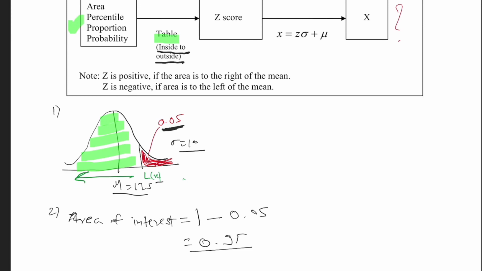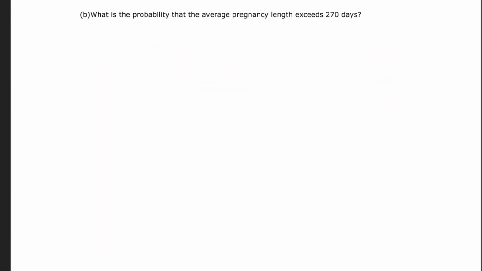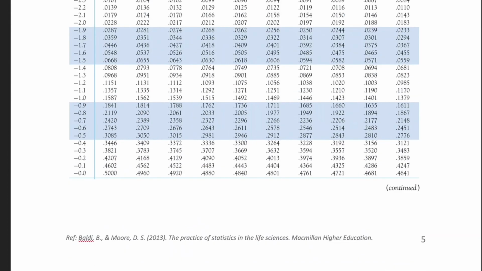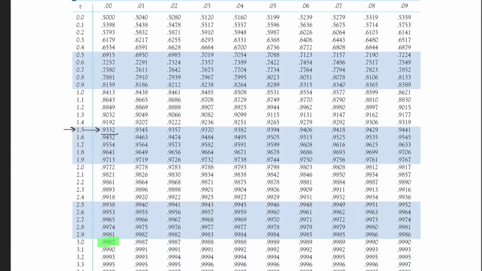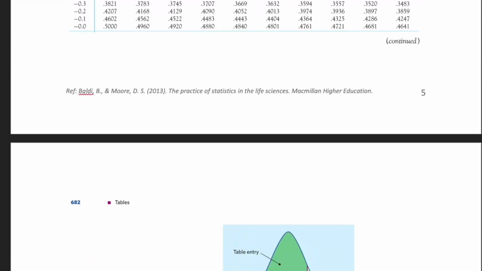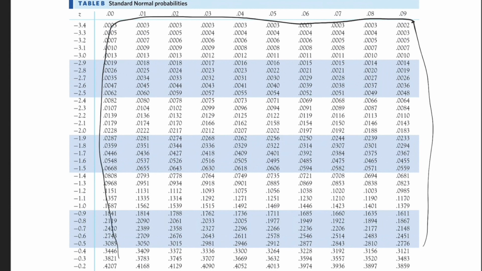So now go to the table, and we should be looking for 0.95 and the corresponding z-score. You can see there are negative z-scores over here, sorry about that. And what you should be looking at is inside the square, because these are the ones that represent area and not the outside. These are the z-scores over here, okay? I mean over here and here.